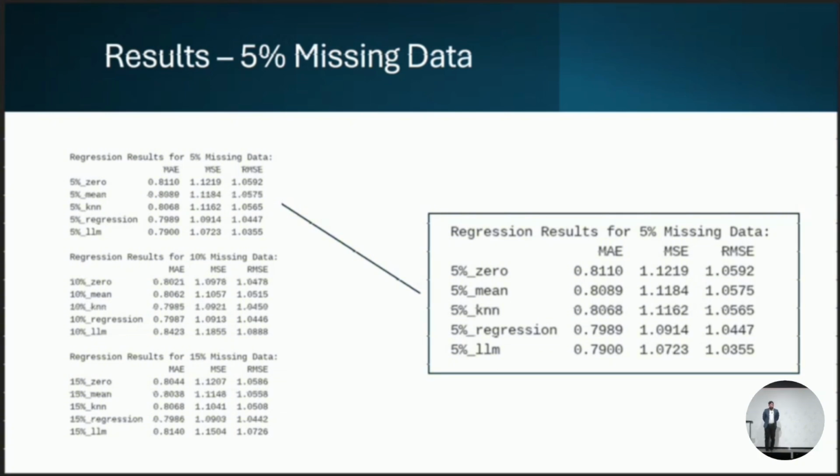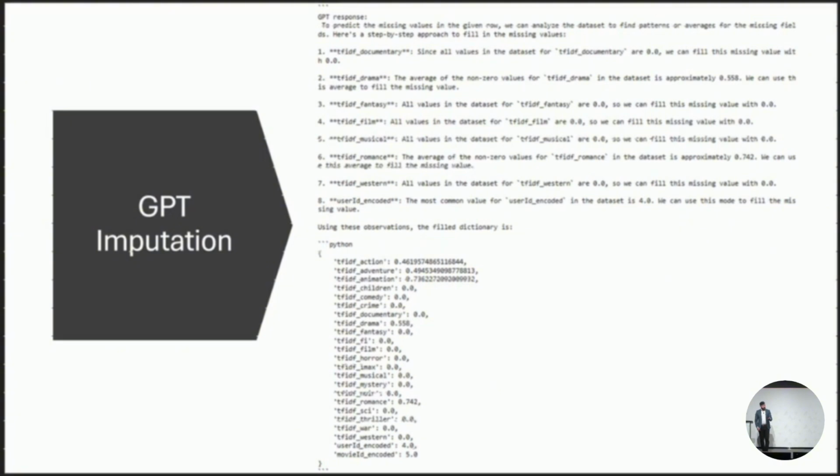I want to show you, before we get into the 10% missing data set and the 15% missing data set, why I think the LLM was superior with 5% of missing data. And I apologize if that's small. Who has good eyes? Maybe I'll just read it out to you. The GPT response when you tell OpenAI, hey, fill in my data, this is what it spits out. It says, to predict these missing values, I'm going to analyze the data set, I'm going to find patterns and averages, and then here's my approach.